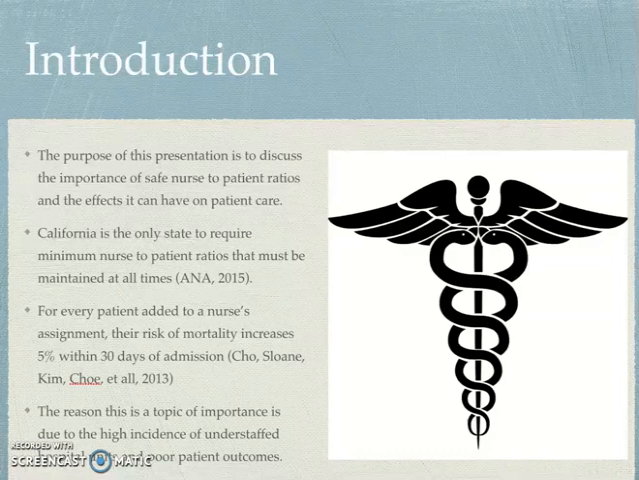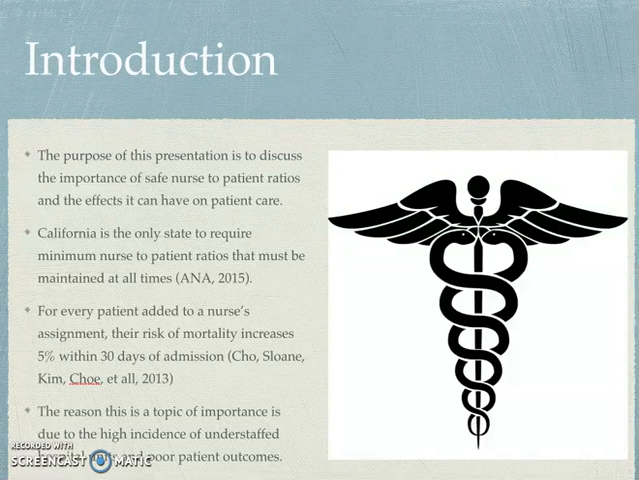The purpose of this presentation is to discuss the importance of safe nurse-to-patient ratios and the effect it can have on patient care. Currently, California is the only state to require minimum nurse-to-patient ratios that must be maintained at all times. For every patient added to a nurse's assignment, their risk of mortality increases 5% within 30 days of admission. That is so significant and important.